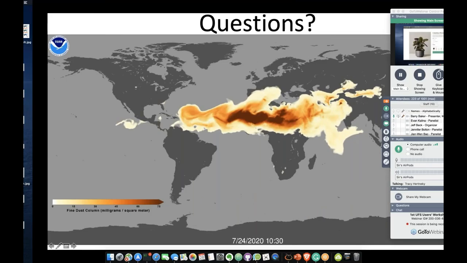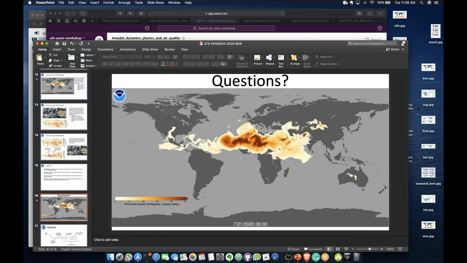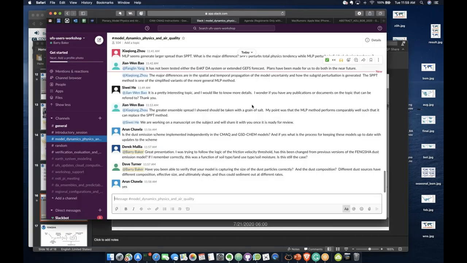We have a couple more questions. Thank you. Derek Malia asked, I was trying to follow the logic of the friction velocity threshold. Has this been changed from previous versions of the FUNGSA dust emission model? If I remember correctly, this was a function of soil type, land use type, soil moisture. Is this still the case?